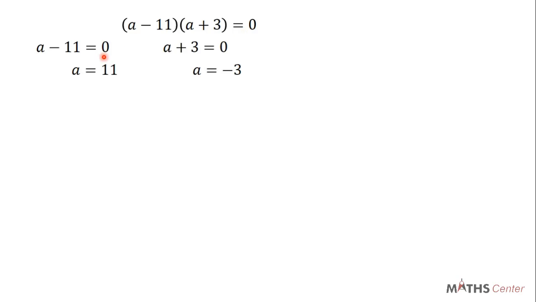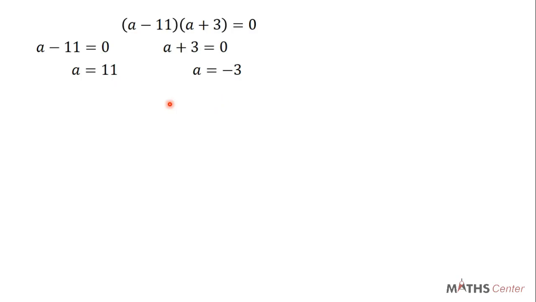That means that a minus 11 is equal to 0. So a is equal to 11, sorry. And a plus 3 is equal to 0. So a is equal to minus 3. So we have two numbers for a, 11 and minus 3.